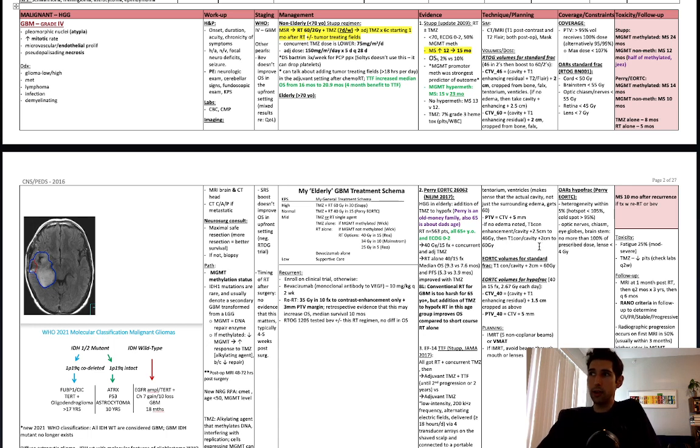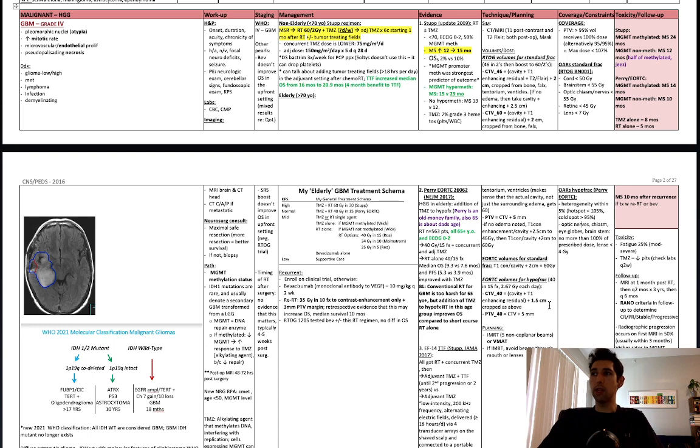EORTC volumes for standard fractionation simply look at the T1 contrast cavity plus 2 centimeters to 60 gray. EORTC volumes for hypofractionation, 40 in 15 fractions: CTV 40 is the cavity plus T1 enhancing residual plus 1.5 centimeters, cropped as above. And then PTV 40 is simply a 5 millimeter expansion on that.